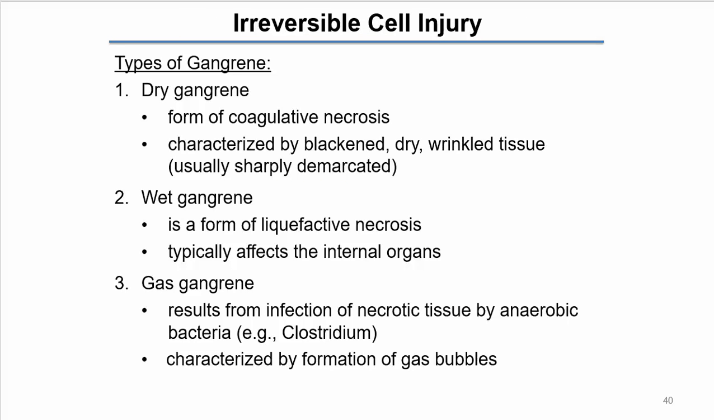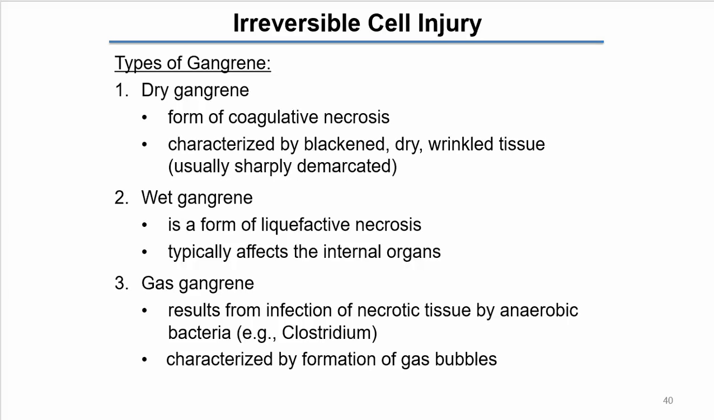Now, wet gangrene is when it's liquefactive necrosis, overtaking a whole organ. And so it normally happens in internal organs. It doesn't so much happen in the periphery, like dry gangrene does, because of the softness of the organs. So sometimes the pancreas can undergo a liquefactive necrosis and just basically disappear.